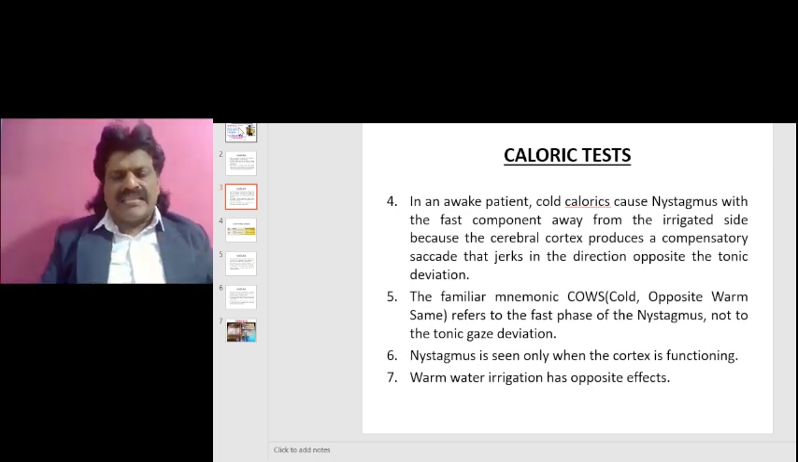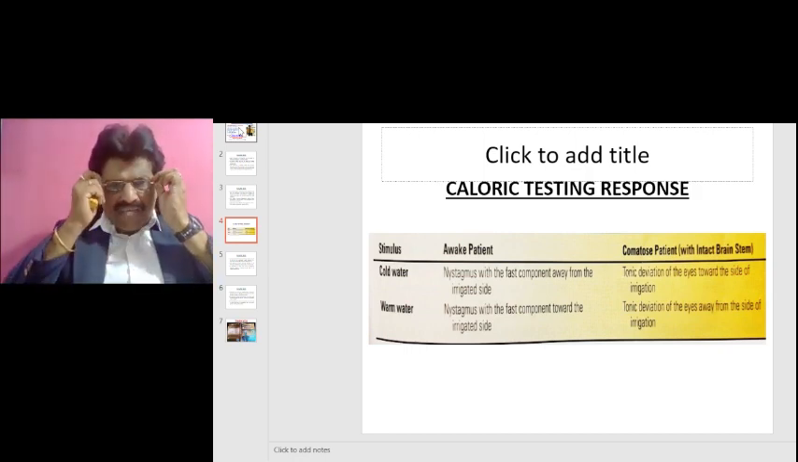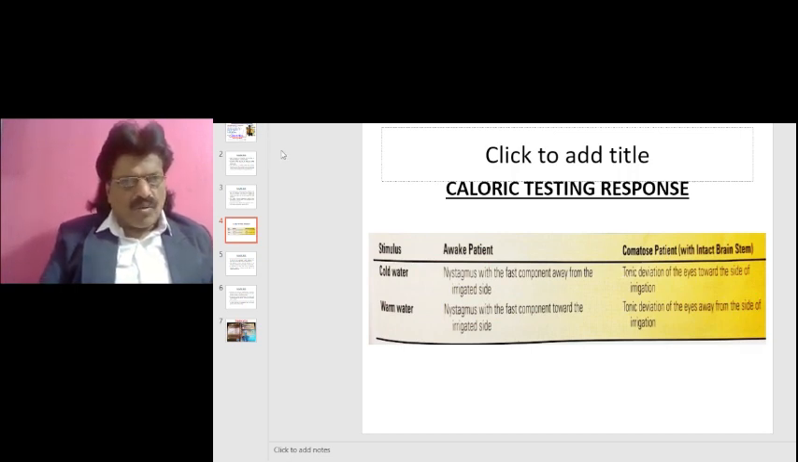Warm water irrigation has opposite effects. So here you can see the caloric testing response given in a nice tabular column. On one side we have the stimulation, then the awake patient, then the comatose patient with intact brainstem. So what happens when you put cold water?